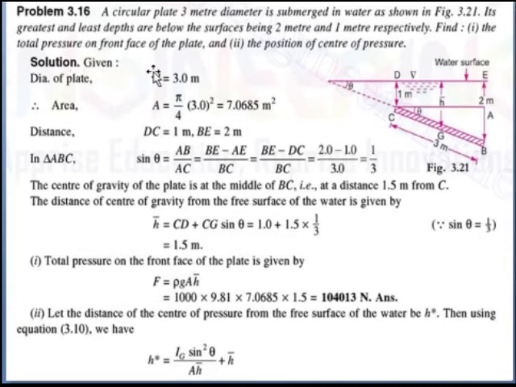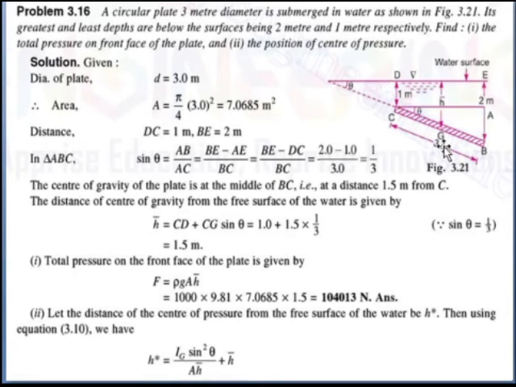The problem is: a circular plate of 3 meter diameter is submerged in the water as shown in the figure. Here in the figure, you can see this is the circular plate having a 3 meter diameter, which is submerged in the liquid. Its greatest and least depths are 2 meter and 1 meter respectively. The least depth is 1 meter and greatest is 2 meter. Now we have to calculate the total pressure and also the center of pressure.